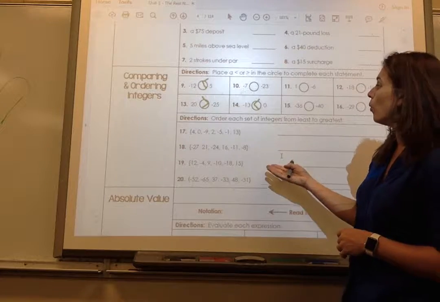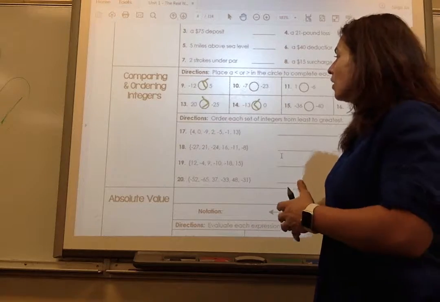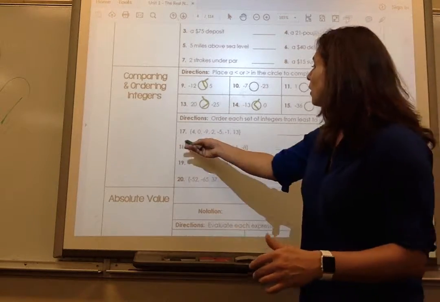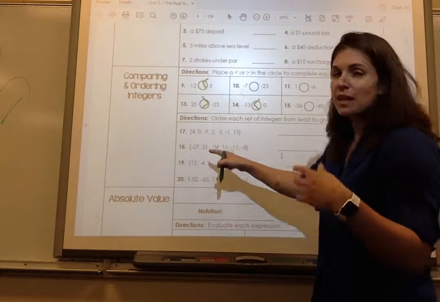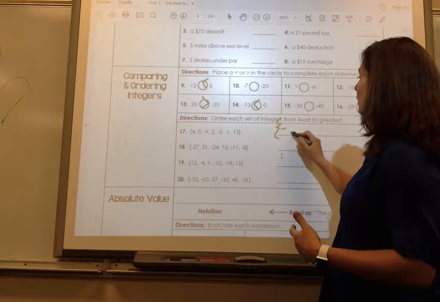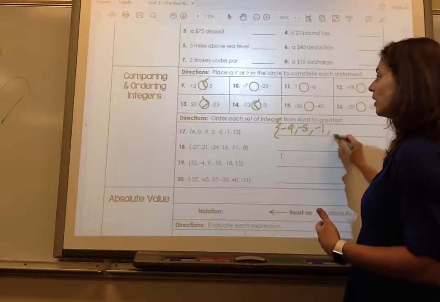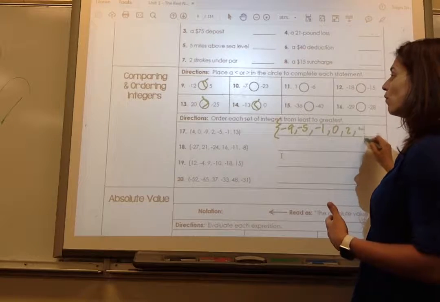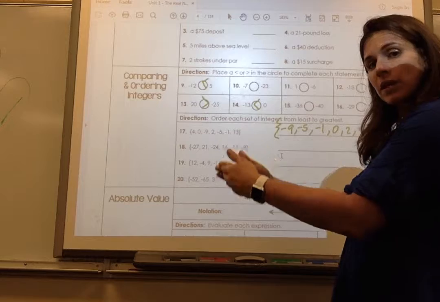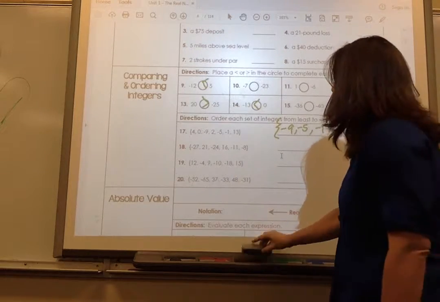And then of course when we order integers, we order from least to greatest. So think about it as you don't want to lose a lot of money. Losing money is negative. So if I look at number 17, -9 is my greatest loss. So I would put the brackets around and I would have -9, then -5, then -1, 0, 2, 4, and 13. Close my bracket. So from least to greatest, the greatest amount of loss to the most amount of money.